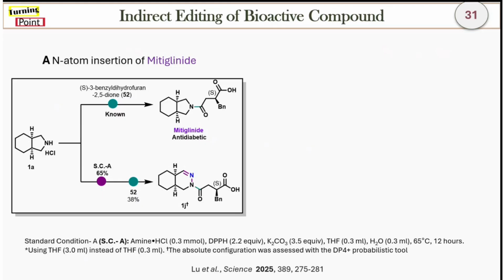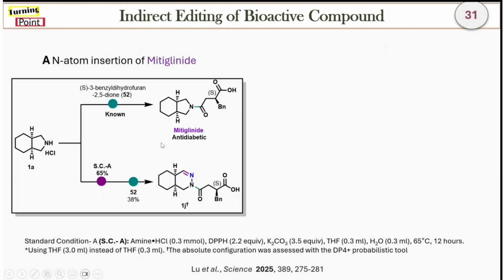So the first example they have shown is the nitrogen atom insertion of metichlinide, an anti-diabetic drug. If we take this one as substrate and treat it with this S3-benzyl dihydrofuran 2,5-dienone, then it will give this metichlinide product.